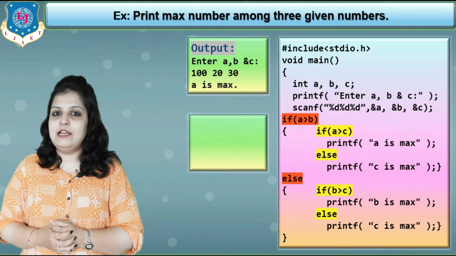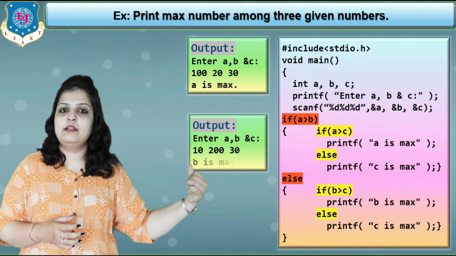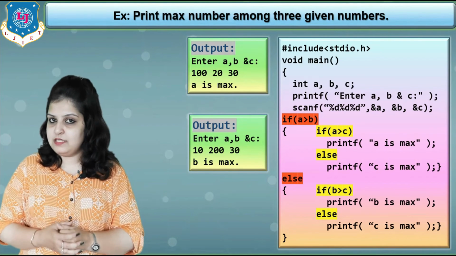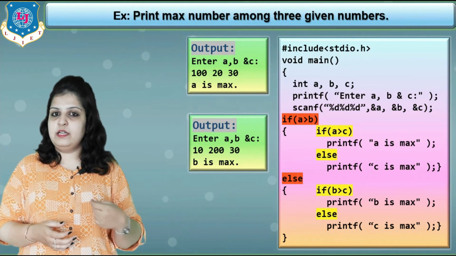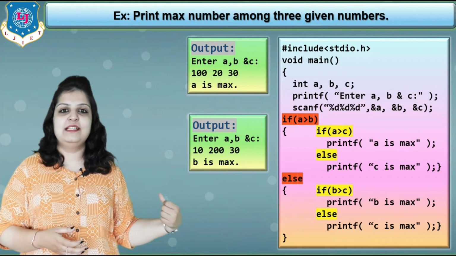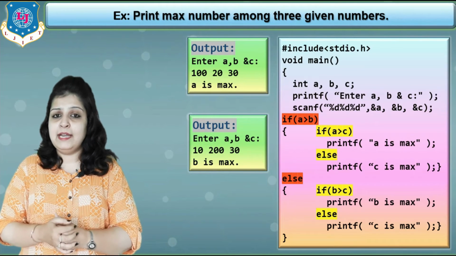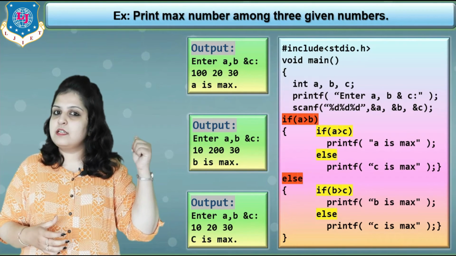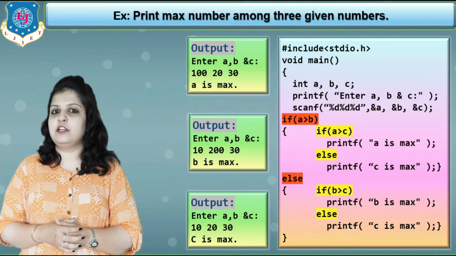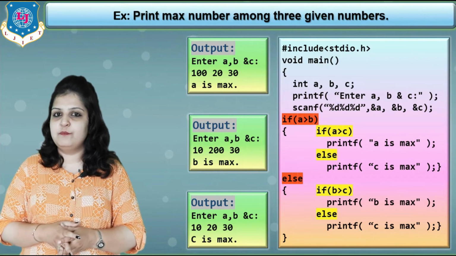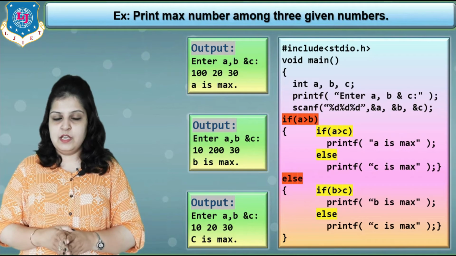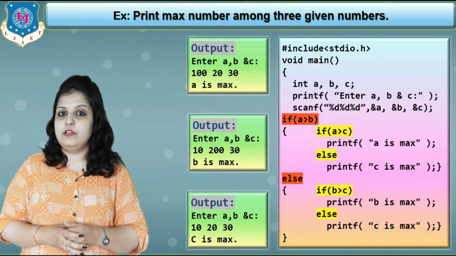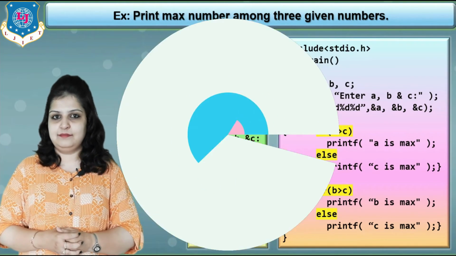If you enter the values of a, b, c like 10, 200 and 30, in this case b is max, so our first condition becomes false, and we check the third condition. So 200 greater than 30, yes. So our output is b is max. And if you enter the values 10, 20 and 30, our first condition becomes false and our second condition also becomes false. In this case our output is c is max. So hope guys you understand the concept of nested if else. Let's see practically with another similar example.